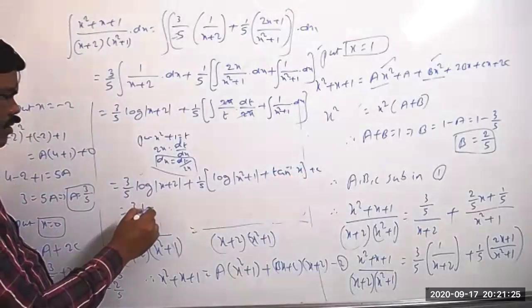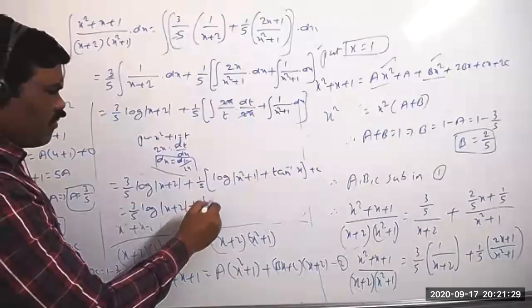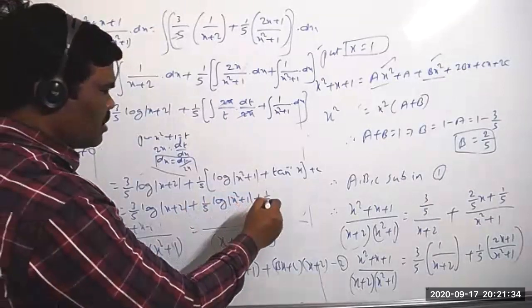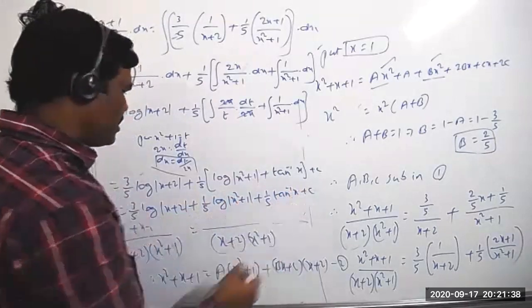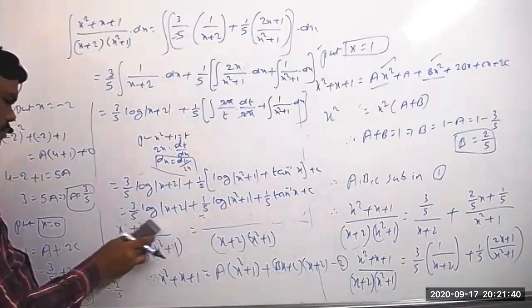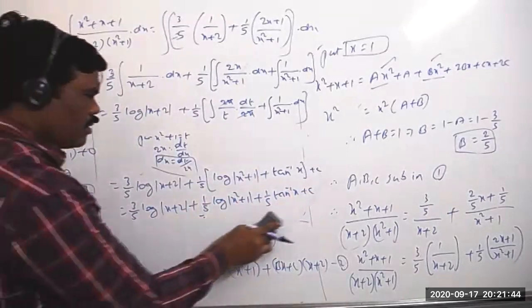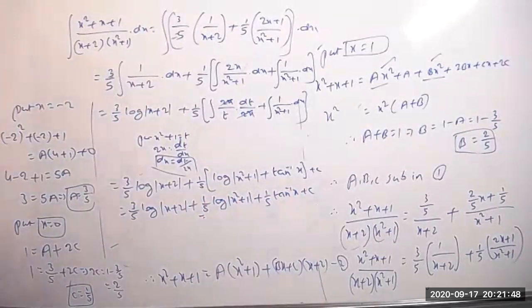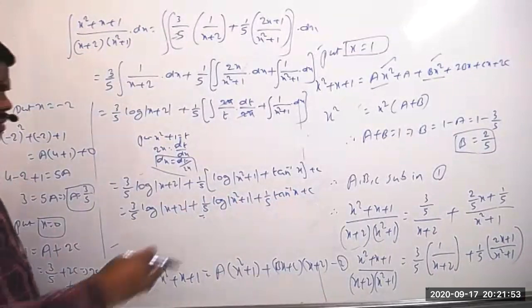Now we can simplify this value. 3 by 5 into log modulus of x plus 2, plus 1 by 5 into log modulus of x square plus 1, plus 1 by 5 into tan inverse of x plus c. This is the final answer for that. That means first we are finding the values of a, b, c only. It's the most important part. Once we get that, we can easily complete the question.